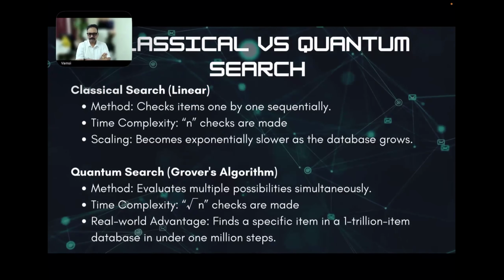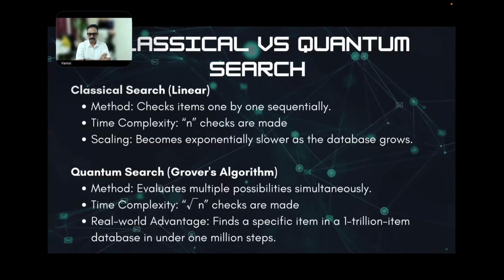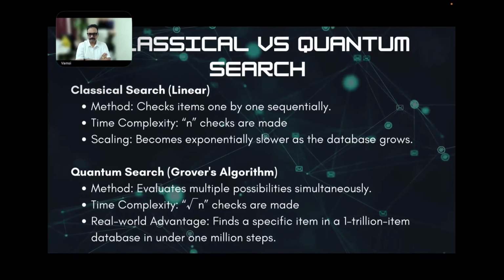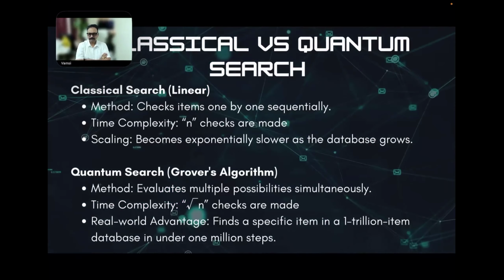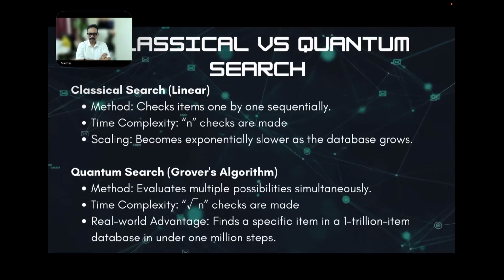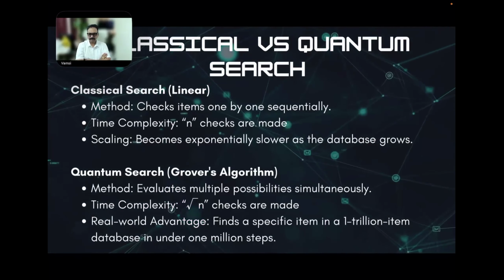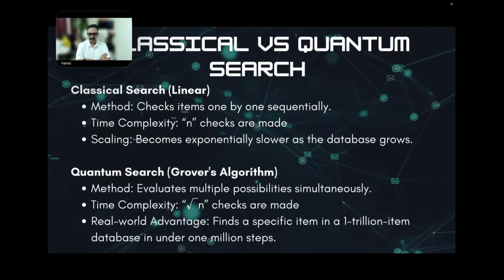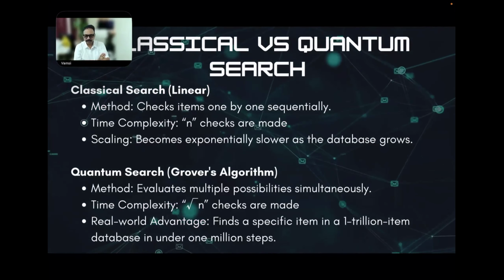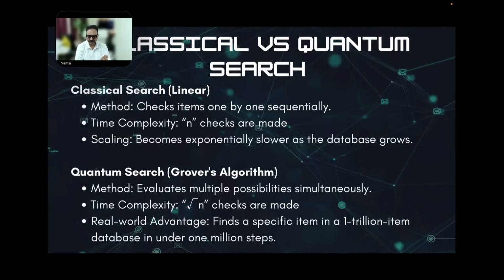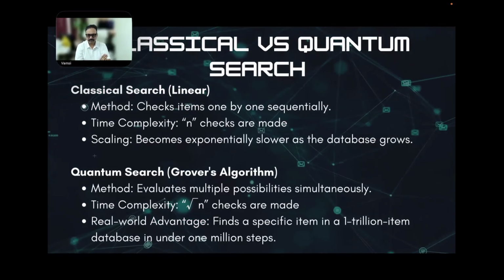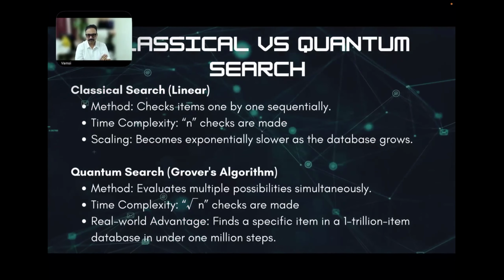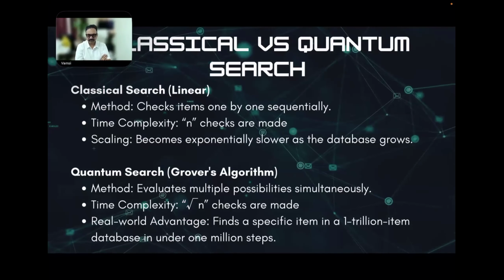A quantum computer uses Grover's algorithm to change the math entirely. Instead of searching sequentially, it looks at multiple possibilities at once and amplifies the correct answer. This creates a quadratic speedup, reducing the work from n steps down to the square root of n. For a database of 1 trillion items, a classical computer needs a trillion steps. A quantum computer needs only 1 million steps. That is the shift from years of compute time to just seconds.